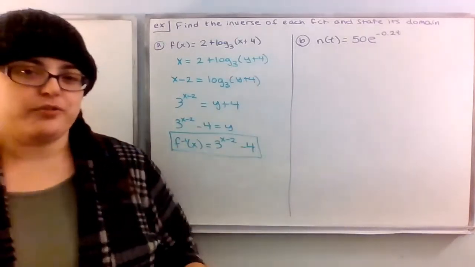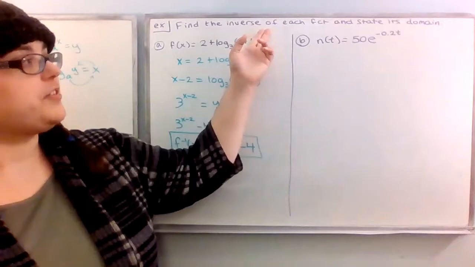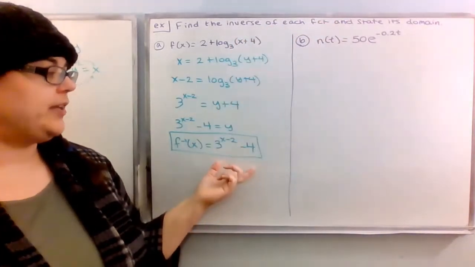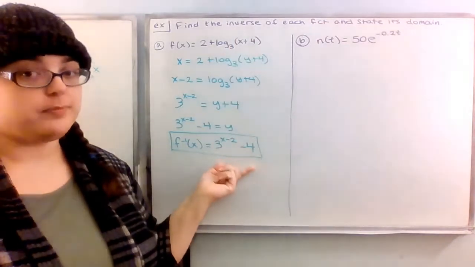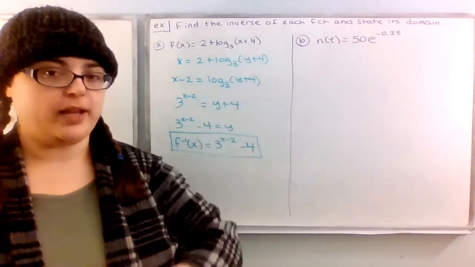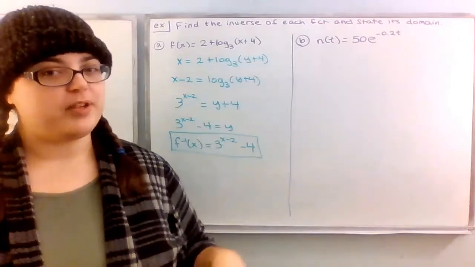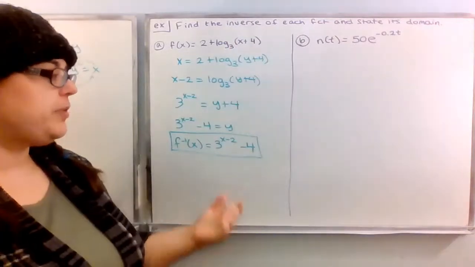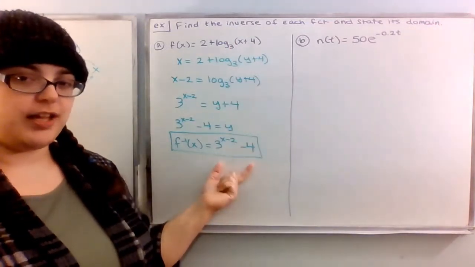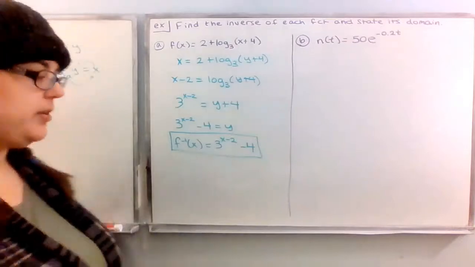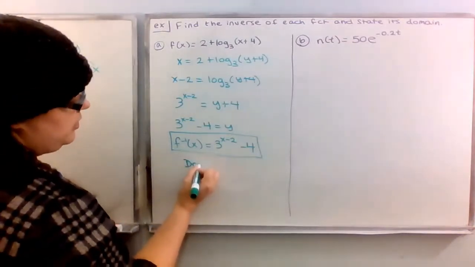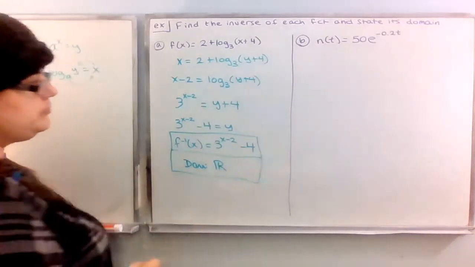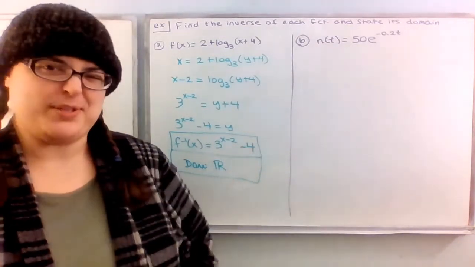Okay, so for the other part of this, we had to find the inverse of each function and state the domain of the inverse. So in the end here, we ended up getting an exponential function. Exponential functions have a domain of all real numbers. Logarithmic functions, we have to make sure that the inside of the logarithm is greater than 0. So because we ended up with an exponential function in the end here, our domain is just going to be all real numbers. So the domain is going to be all reals. Easy, right? I hope so.